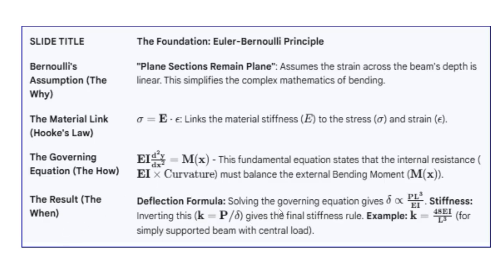The deflection formula: solving the governing equation gives deflection directly proportional to PL cube by EI. Stiffness, inverting this, K equals P by delta, right? We got it. So this is how the formula is derived. It gives the final stiffness rule, for example K equal to 48 EI by L cube for a simply supported beam with central load. We'll discuss all these things in coming sections.